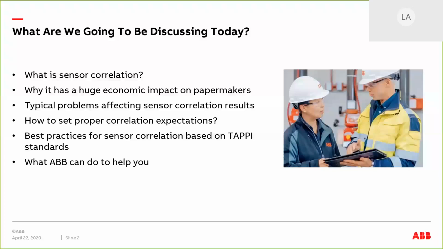And then how about how to set proper correlation expectations? What is good enough? At what point do you have to make a change to the sensor to make sure it matches the lab? We'll be talking about that as well. And then some best practices for sensor correlation based on TAPPI standards. This is what we go by. And then also what ABB can do to help you. So hopefully you have a good time here in the next hour.